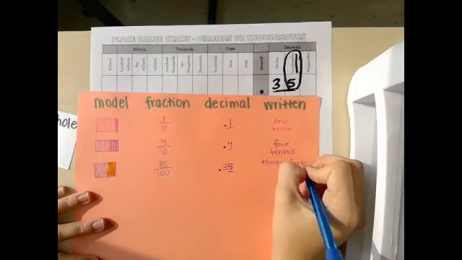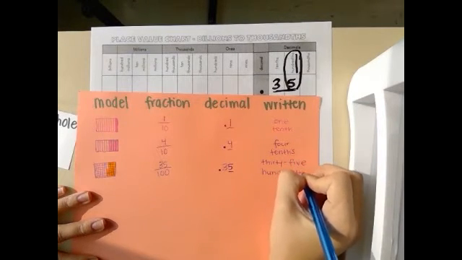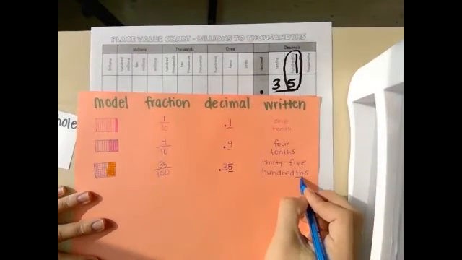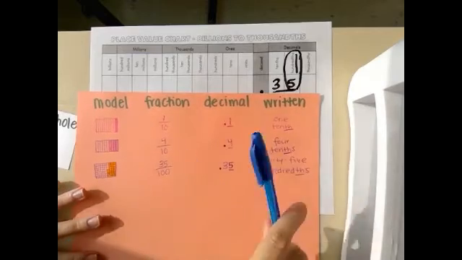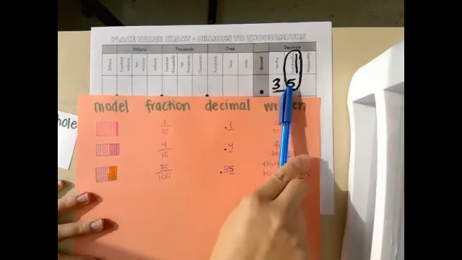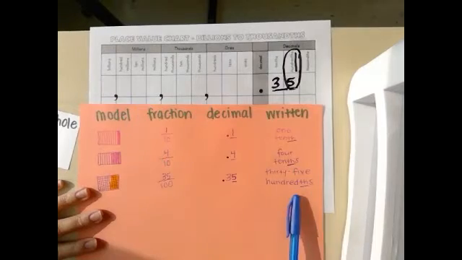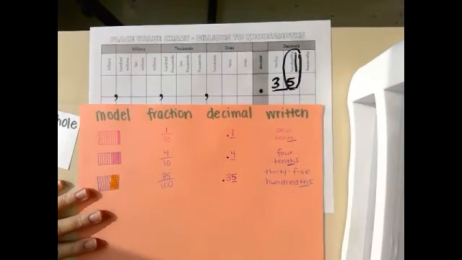35 hundredths. Now, when you are doing the written form of a decimal, you need to make sure you have this TH. If you were to leave off the TH on any of these, people would think that it would come over into my whole numbers. Each of these are decimals, so you need to make sure you have that TH in there.